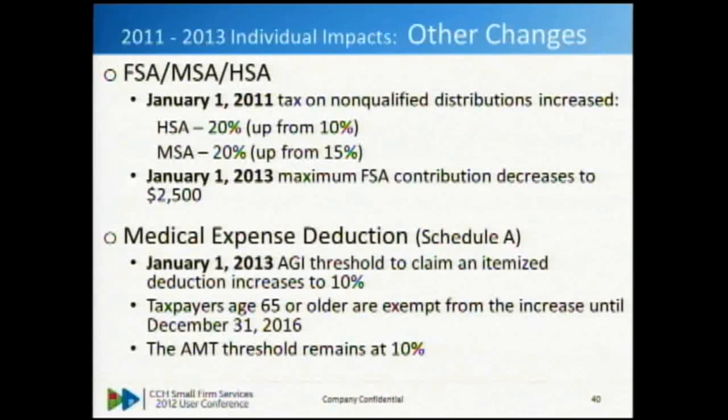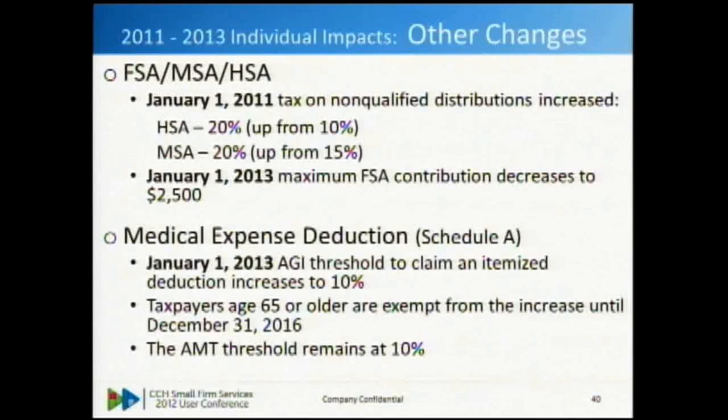Medical expense deduction, itemized deductions on Schedule A. As of January 2013, the threshold increases from 7.5% to 10%. Here's your exception on this one: taxpayers age 65 or older are exempt from the increase until after December 31st, 2016. In the case of a married filing joint return, it is based on the age of the oldest taxpayer as of the close of the tax year.